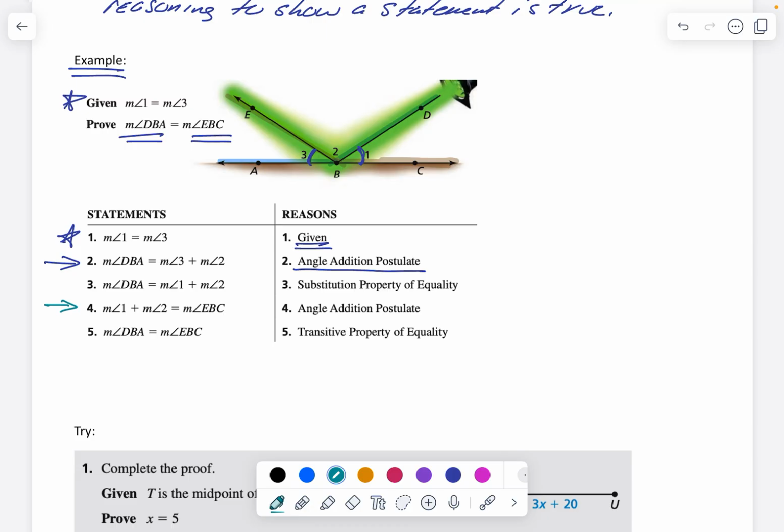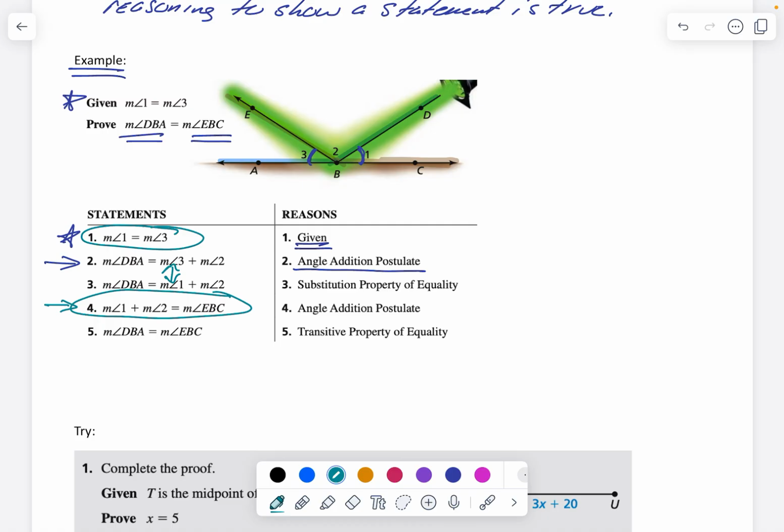So they did the measure of DBA. What they did was they substituted. Since the measure of angle 1 equals the measure of angle 3, see how they substituted there? And we would have to use that substitution, because then we can define, and I don't know why they wrote it backwards, but I would say the measure of angle EBC is the measure of angle 1 plus the measure of angle 2.